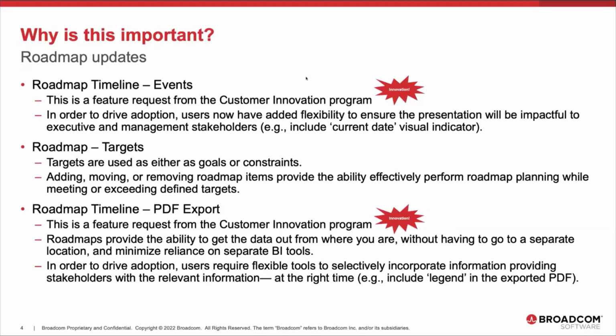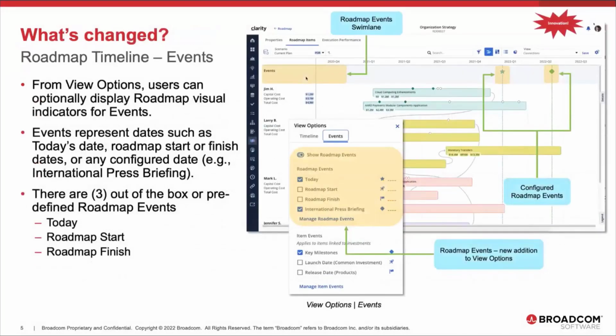Roadmaps provide that ability to get the data out from wherever you are without having to go to a separate location, and it minimizes the reliance on separate BI tools. Again, from an adoption perspective, users are demanding these tools to selectively incorporate information, providing those stakeholders with relevant information at the right time. So let's take a look at what's changed.